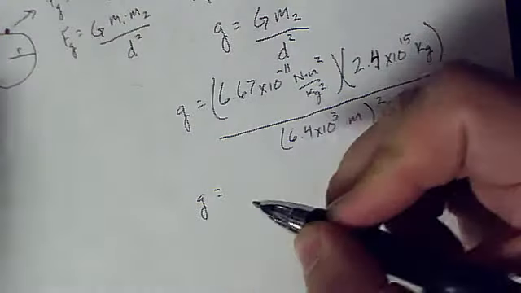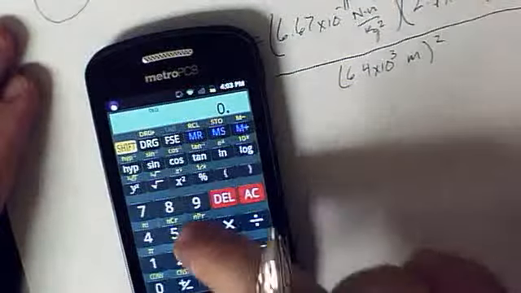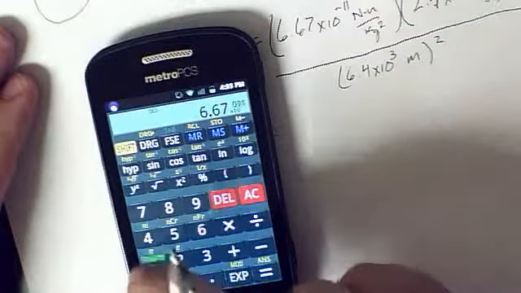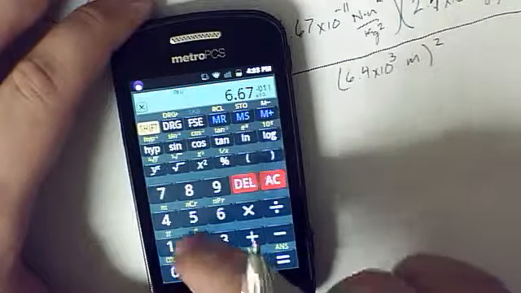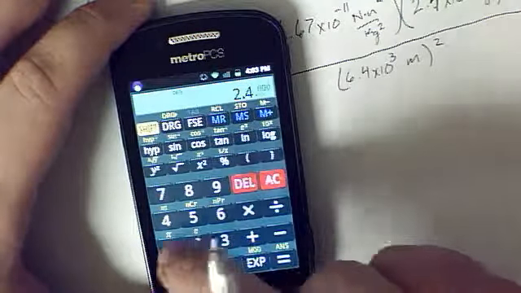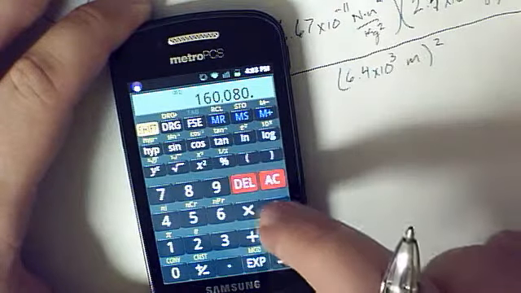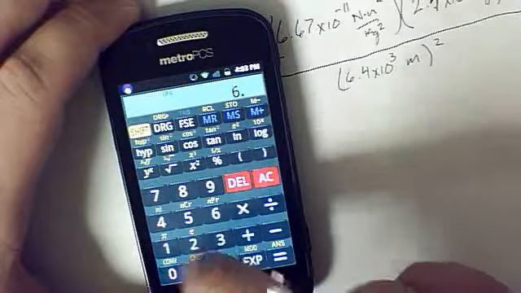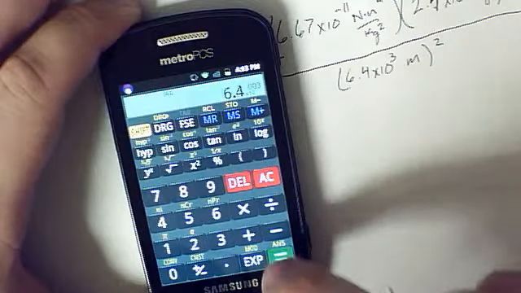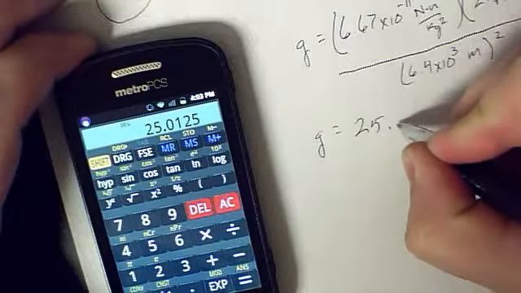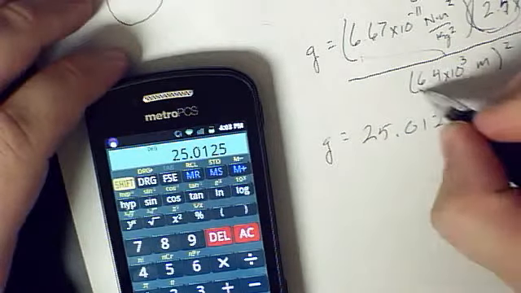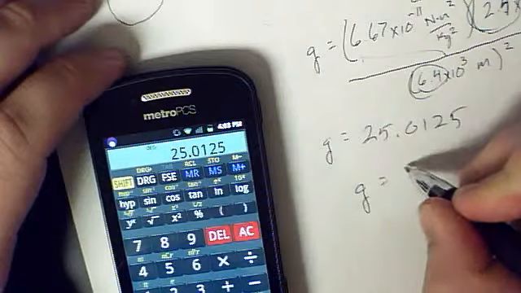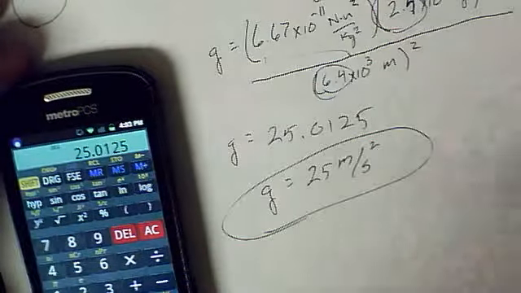So that means little g on this planet is 6.67 times 10 to the negative 11th times 2.4 times 10 to the 15th divided by 6.4 times 10 to the third, squared, equals 25.0125, and that's a constant, two significant figures, so little g is 25 meters per second squared on that moon.